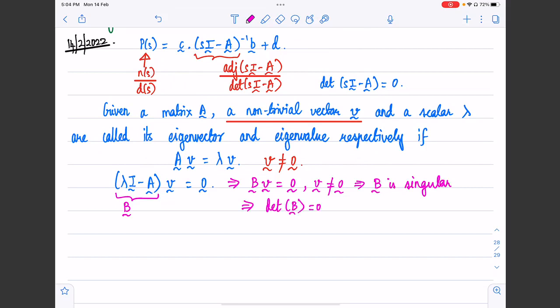That is the reason why we use determinant of (lambda I minus A) equals 0 to solve for the eigenvalues of the matrix. I hope the reason behind this formula is clear. That is the same formula we have written here, where instead of lambda, I have used s. I hope it's clear what the eigenvalue of a matrix and its corresponding eigenvector are.